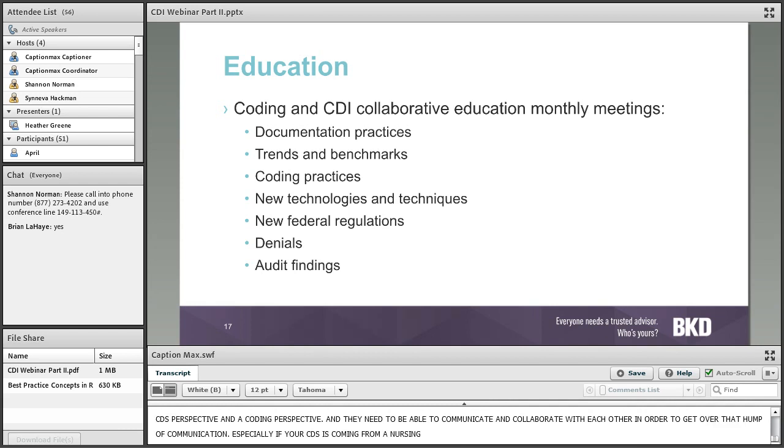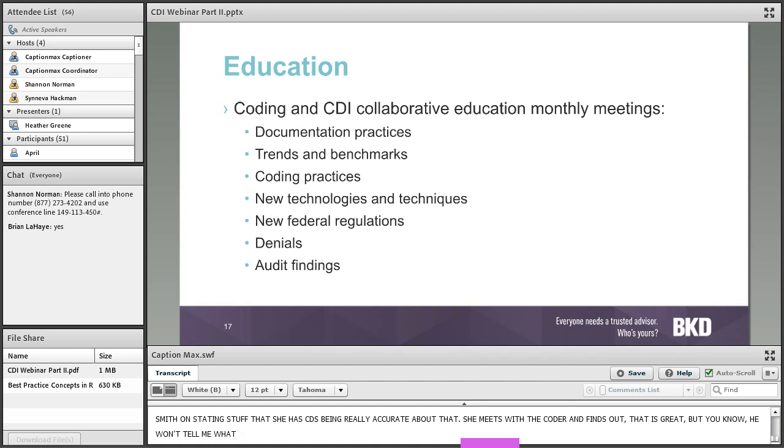It can be difficult to understand from a CDS perspective and a coding perspective, and they need to be able to communicate and collaborate with each other in order to get over that hump of communication. Especially if your CDS is coming from a nursing background and then your coder has a coding background. They're coming from two different points of view. They need to work together. So you want to make sure they're meeting, they're coming together, they're talking about these things.